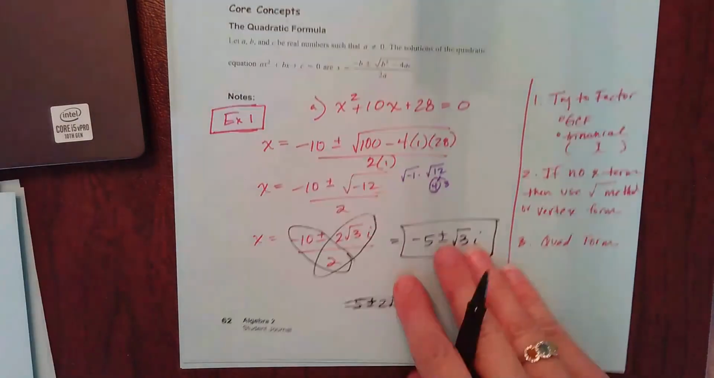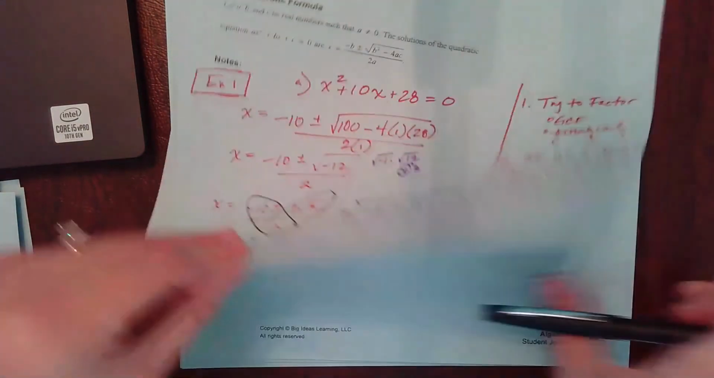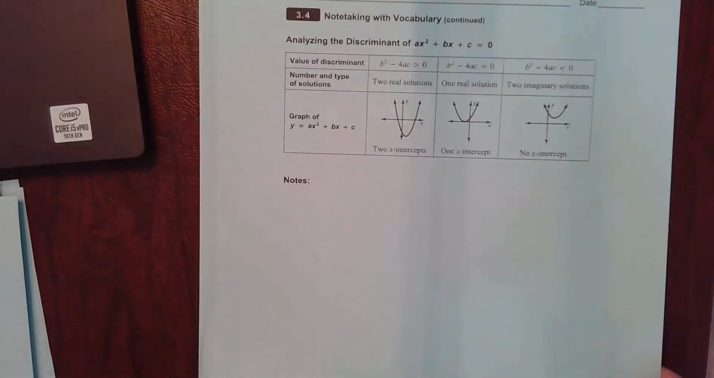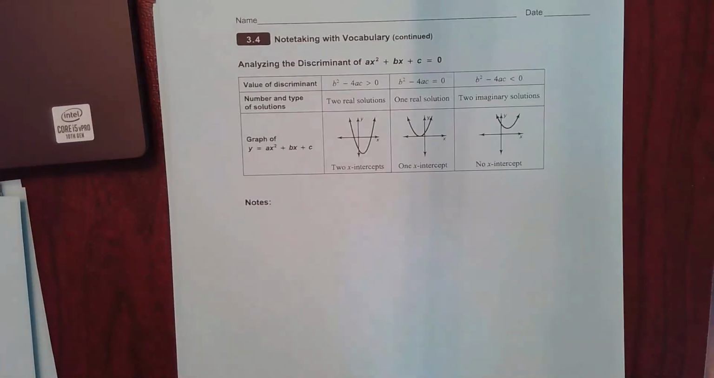All right, let's talk about discriminant, which is on the next page. Sorry, but my dog is barking. He chased a turkey earlier, so he's all excited.